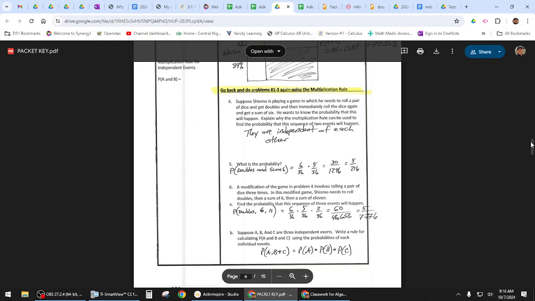Final simplified version is 5 out of 7,776. Or before that, 60 out of 46,656.